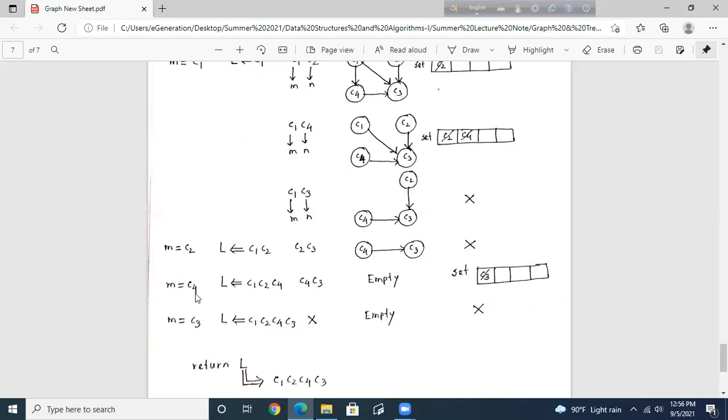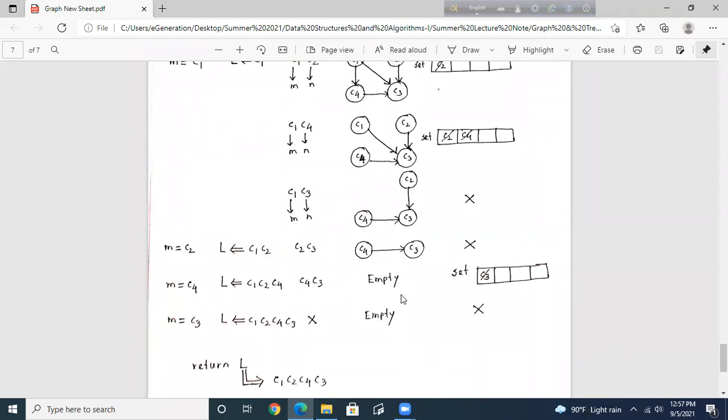Now M equals C4, so you can insert C4 inside L: C1, C2, C4. Now M is C4, so from C4 where can you go? To C3, so the edge C4 C3. Now you have to discard C4 C3. If I discard C4 C3, the graph will be empty.